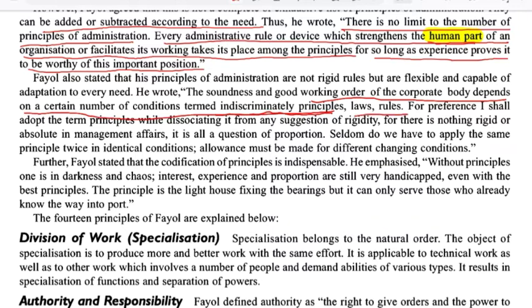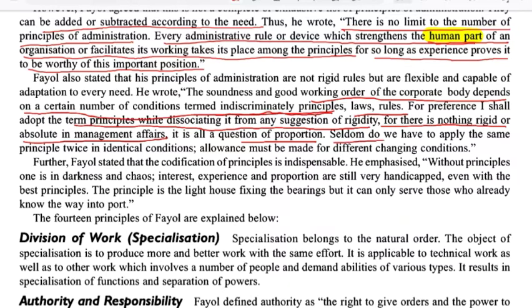Laws, rules. For preference, I shall adopt the word principle, while dissociating it from any suggestion of rigidity, for there is nothing rigid or absolute in management affairs. Means in an organization nothing is rigid or absolute in management affairs. It is all a question of proportion. Means how you are going to react to that situation.